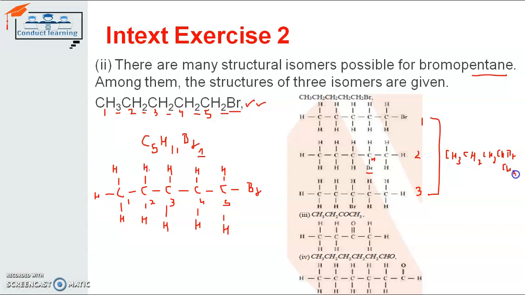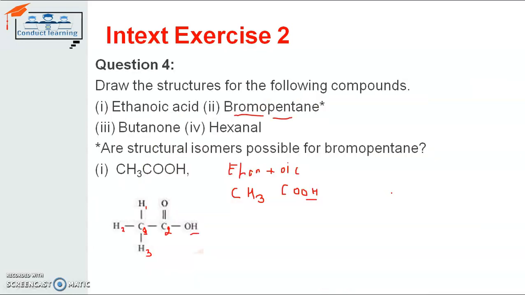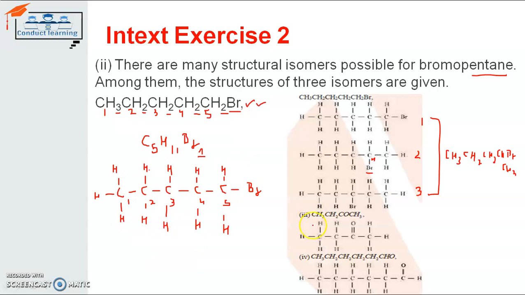The same way you can write the chemical formula for the third isomer also. The next one is butane. As the name is suggesting, it is for but. So butane has 4 carbon atoms, not 3. It's 4 carbon atoms because methane, ethane, propane, butane.